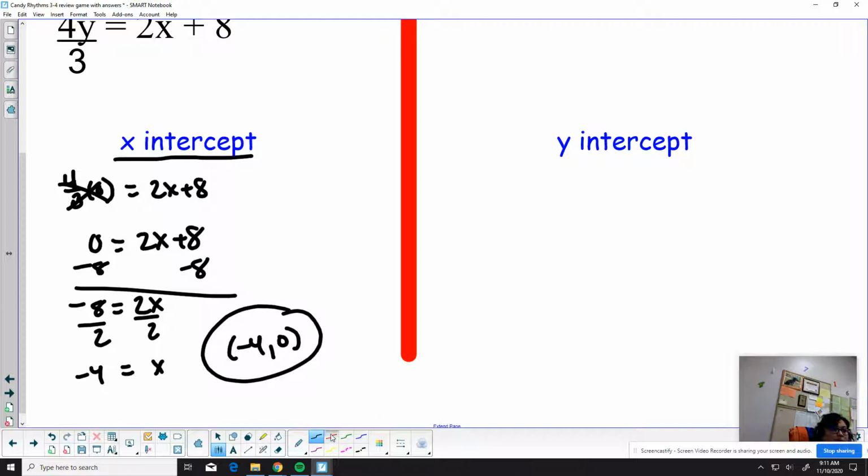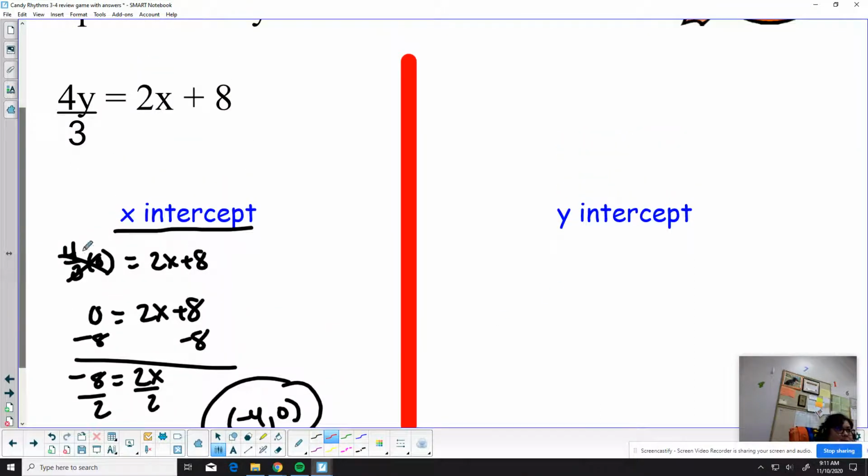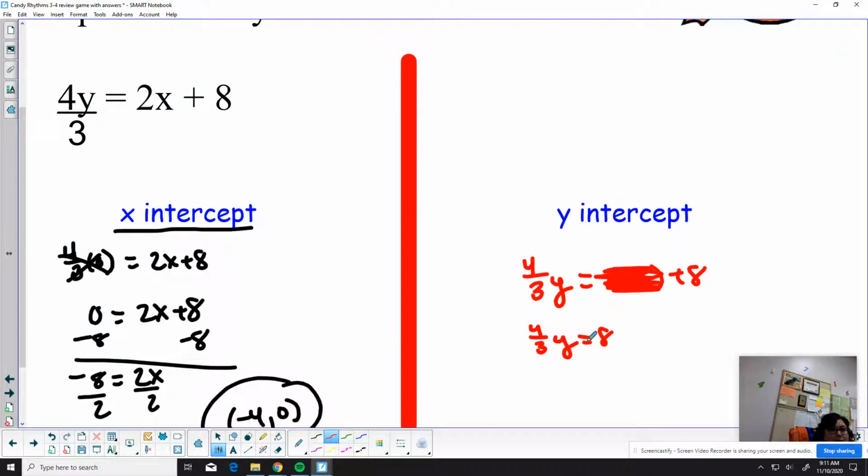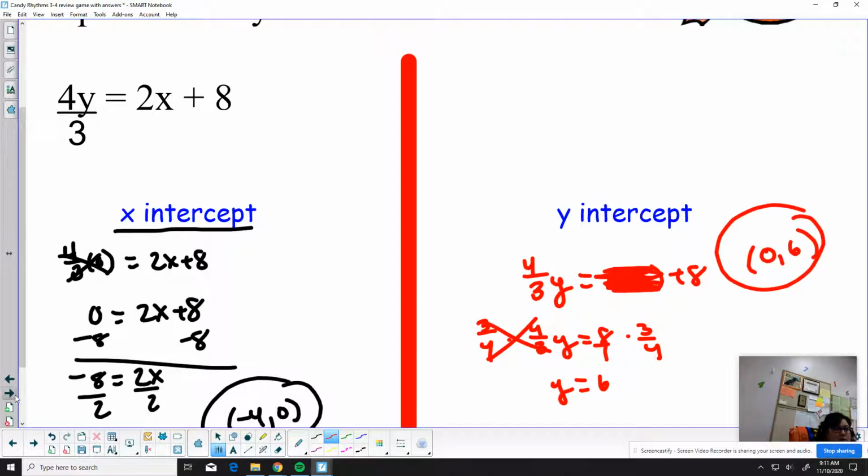Then if I do the same thing for the y, just the opposite 0, that would be 4/3 y equals 2 times 0 plus 8. Well, this part would just cancel out because it's 0. So now I just have 4/3 y equals 8. Then I multiply by the reciprocal. All of that cancels. That's 24 over 4 if I multiply straight across. So 24 over 4 is 6. So y is 6. There's my answer.